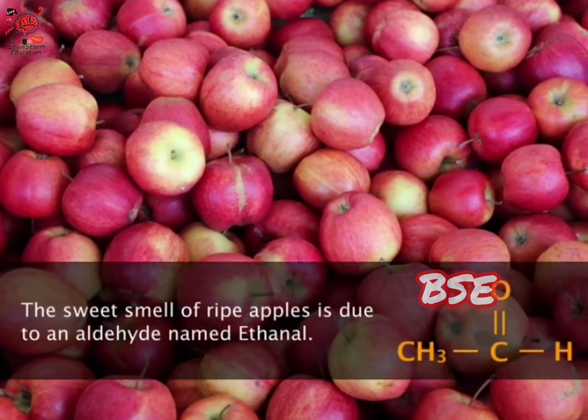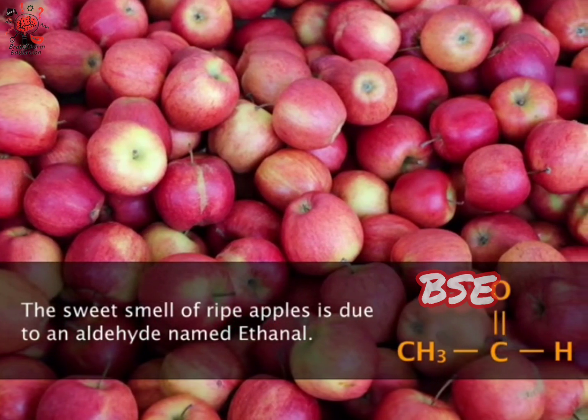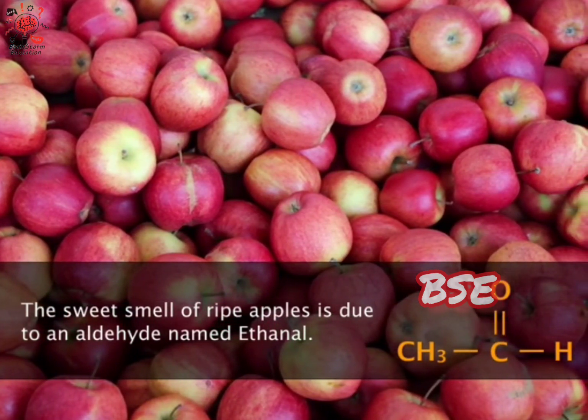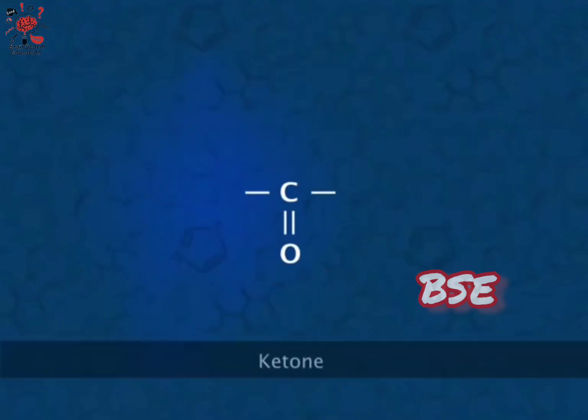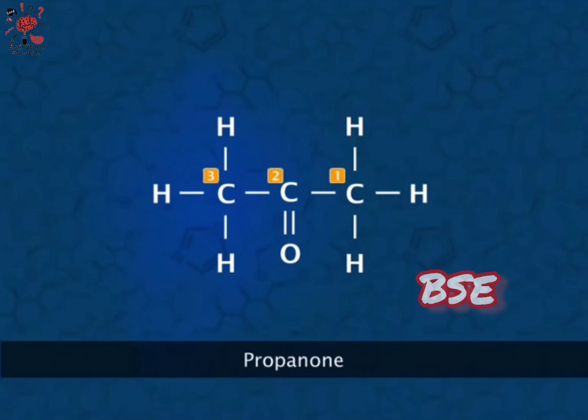Did you know that the sweet smell of ripe apples is due to an aldehyde named ethanol? Ketones are named in a similar way, by replacing the final E of the corresponding alkane name with the suffix ONE. This 3-carbon compound is named propanone.